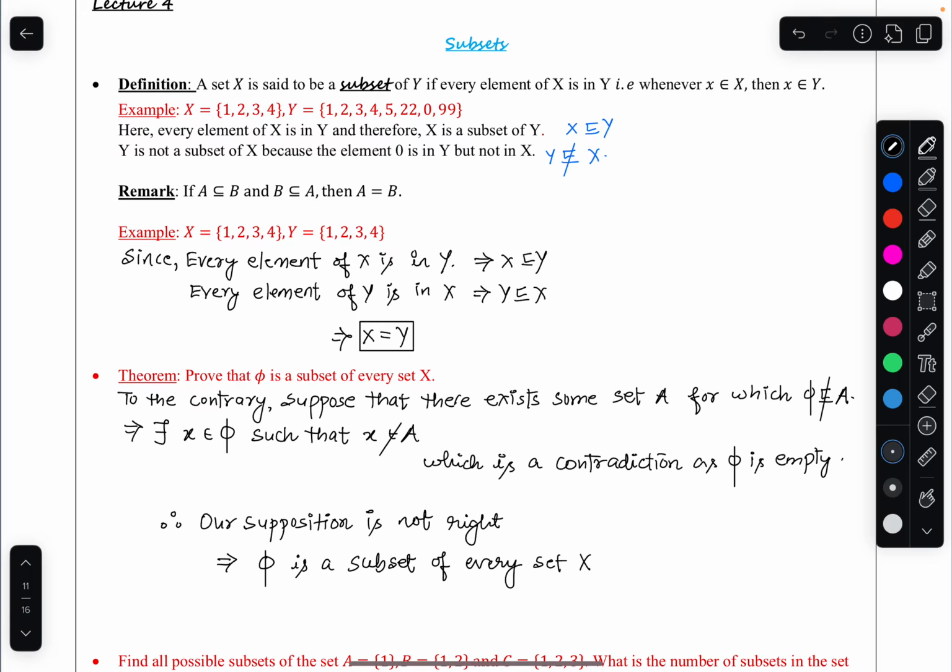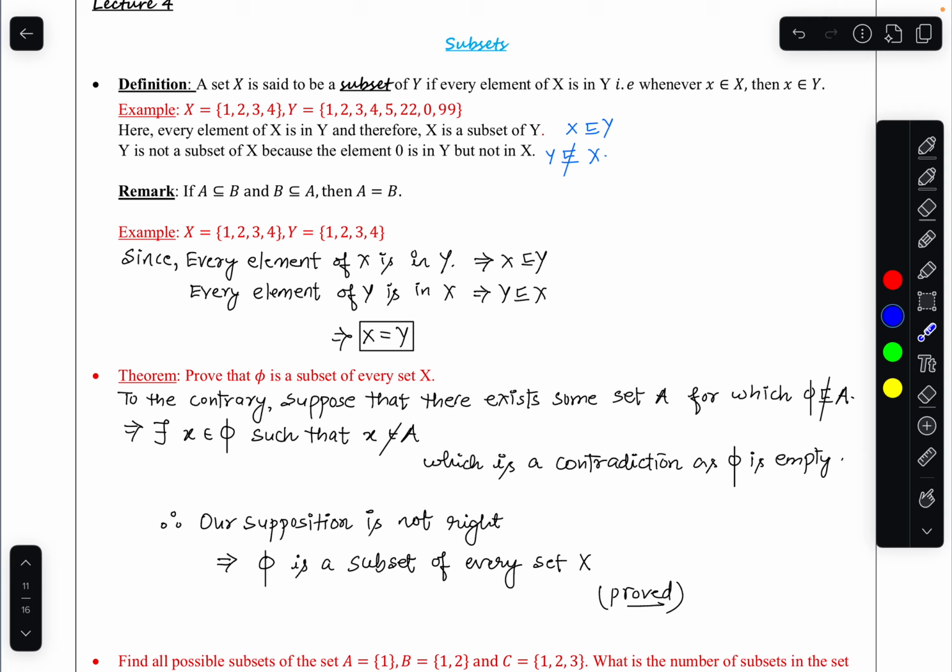So this proves our result. We wanted to establish that phi is a subset of every set. So we started by assuming, to the contrary, that there is some set A for which phi is not a subset of this set A.